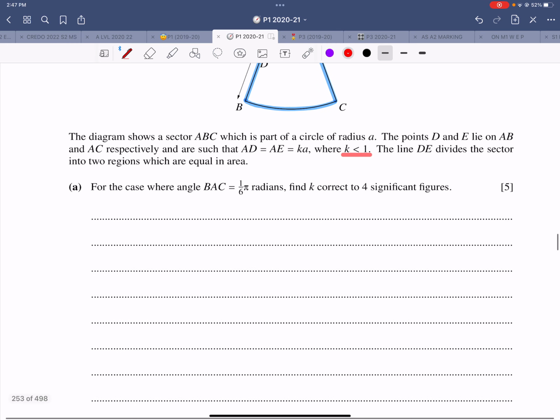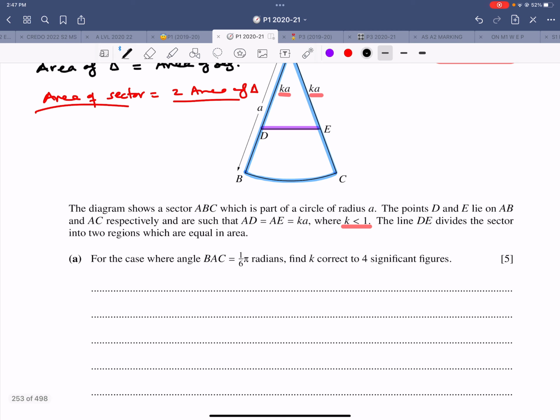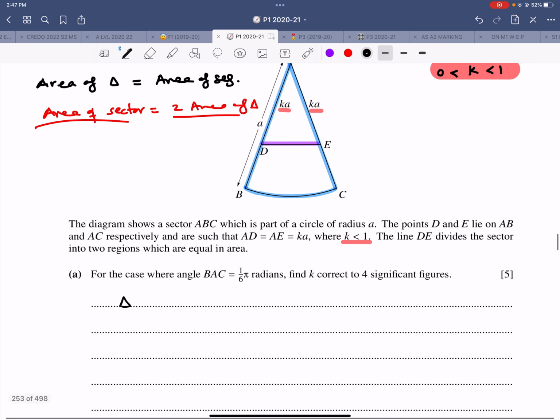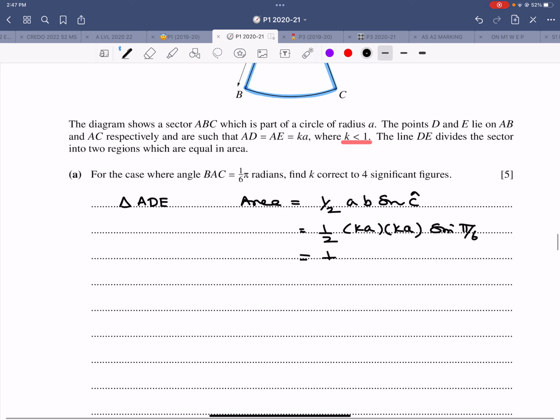So now it says, for the case where the angle BAC is pi by 6, find K correct to 4 significant figures. Now first of all, the triangle. What's the name of the triangle? ADE. Area is half AB sine C. That's half into KA into sine of pi by 6. That is half K square A square, and sine of pi by 6 is half. Correct? Similarly, the sector, what's the name? ABC.